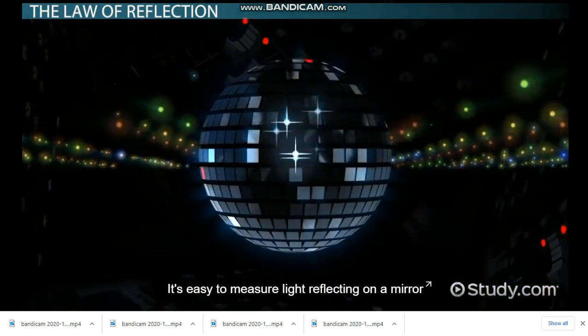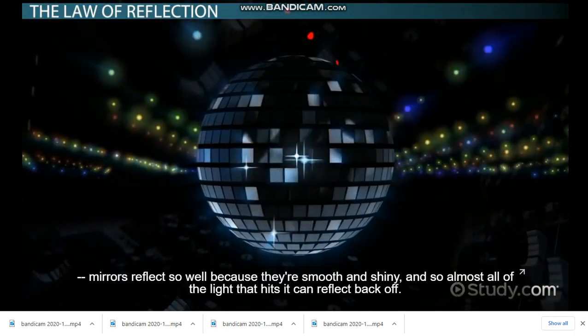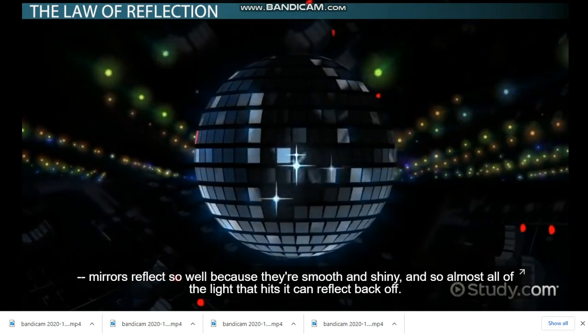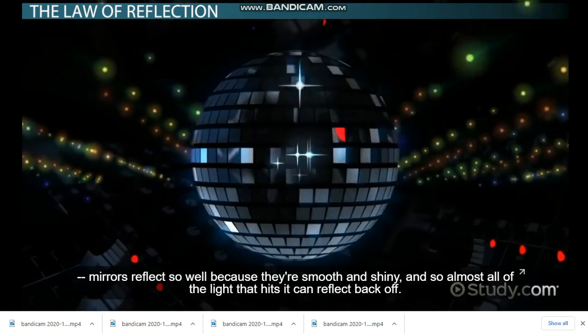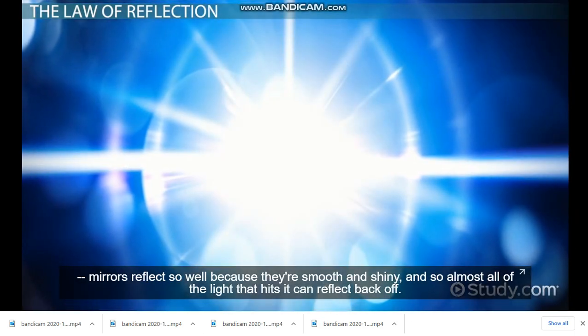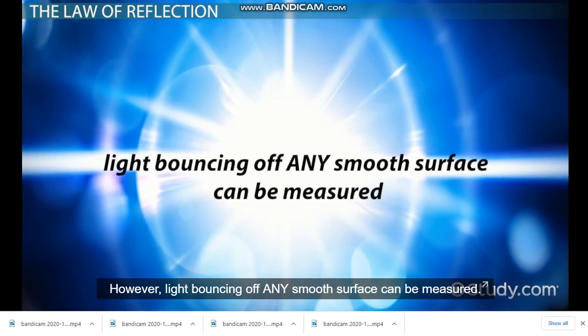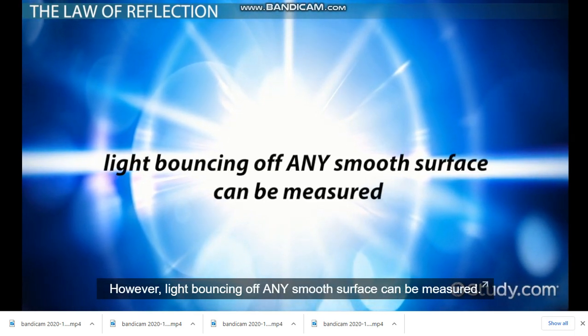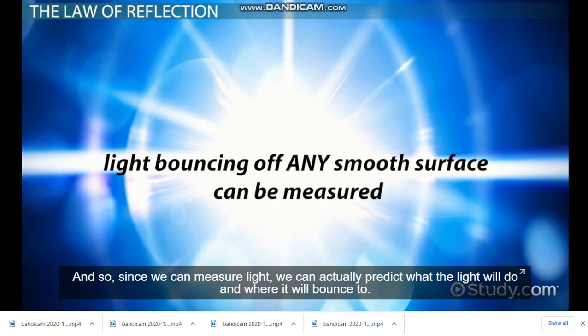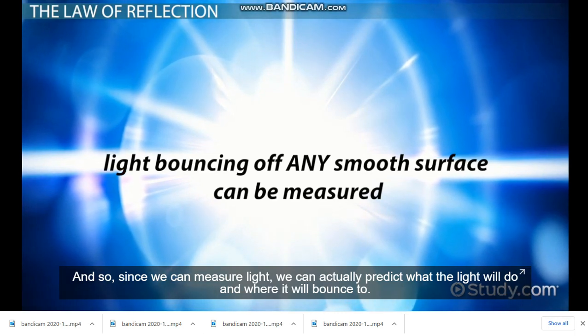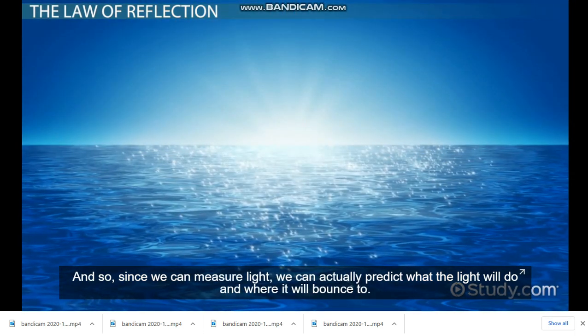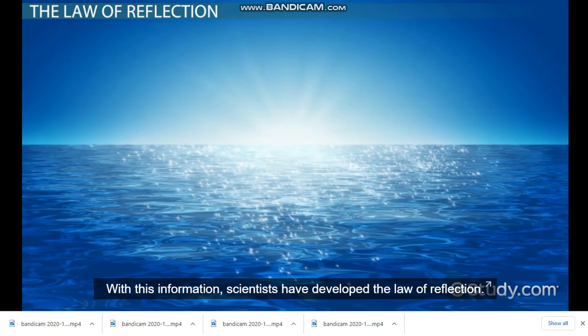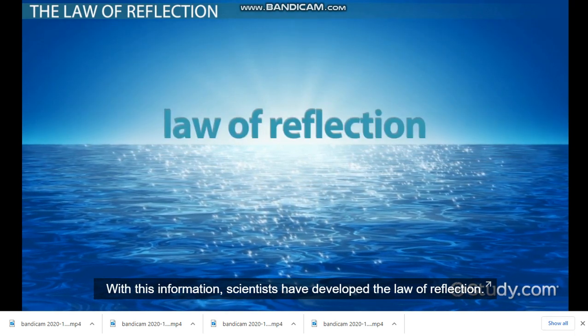It's easy to measure light reflecting on a mirror. Mirrors reflect so well because they're smooth and shiny, and so almost all of the light that hits it can reflect back off. However, light bouncing off any smooth surface can be measured. And so, since we can measure light, we can actually predict what the light will do and where it will bounce to. With this information, scientists have developed the law of reflection.